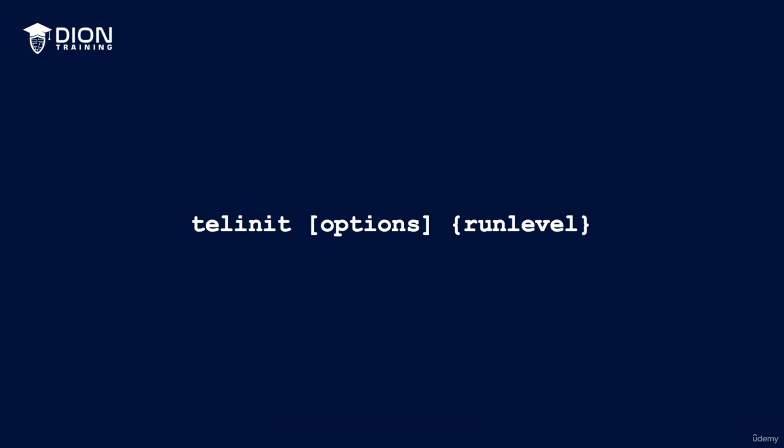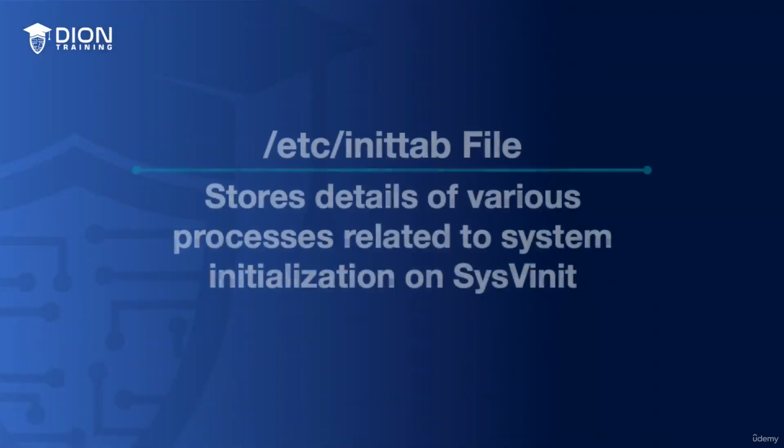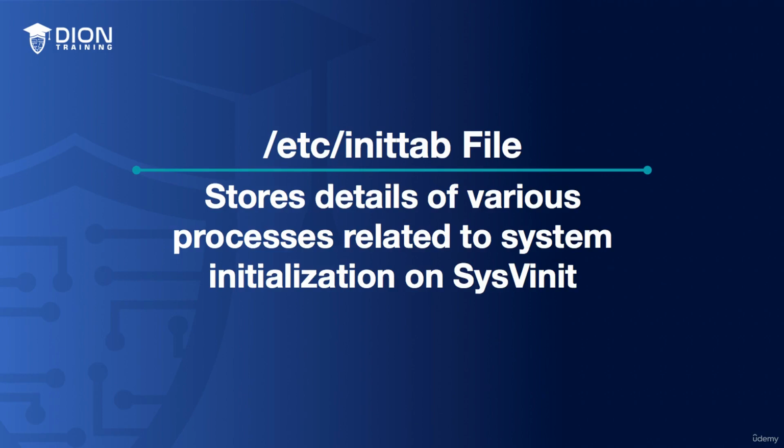Now, there is a special file on your system if you're using a sysv init system. This is known as the /etc/inittab file. This is the inittab file, and it's going to store details of various processes related to your system initialization on a sysv init system. It's also going to store details of the different run levels that are in use.